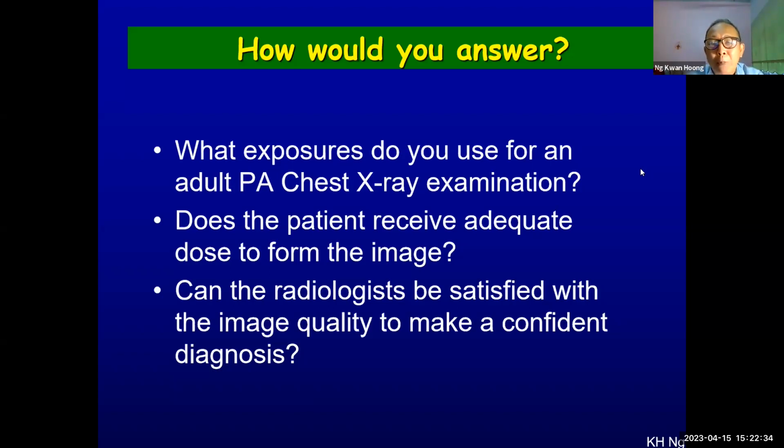They normally wouldn't be quite bothered about the dose. They just want the image quality, because ultimately they are responsible for the patient's care. Right? Legally, they are responsible. They need to make the right diagnosis. If the image quality is inadequate, they can't do that.